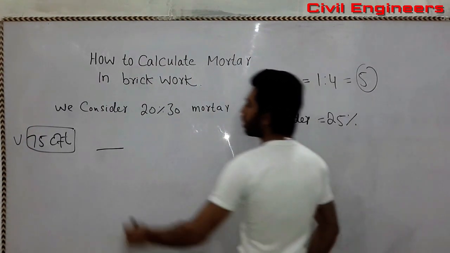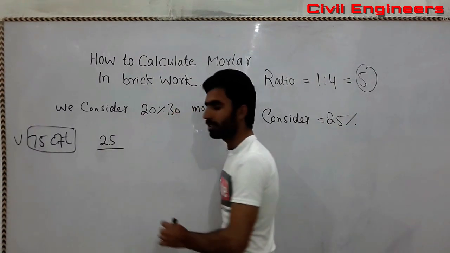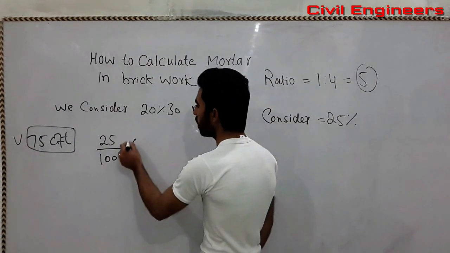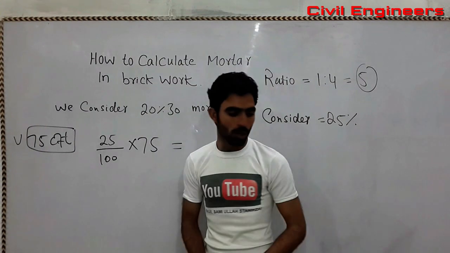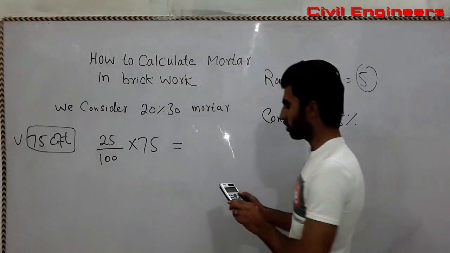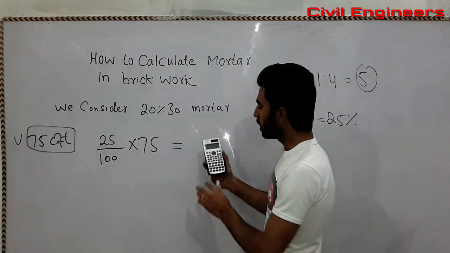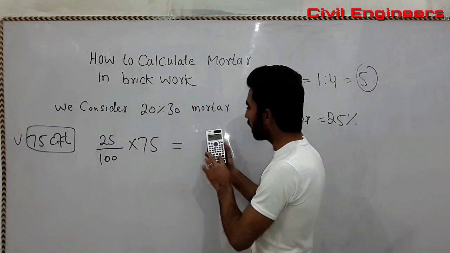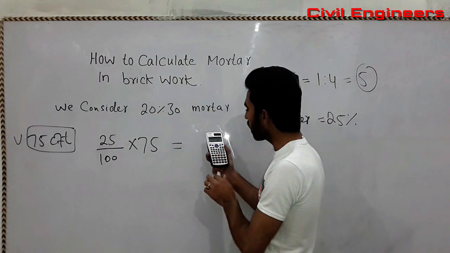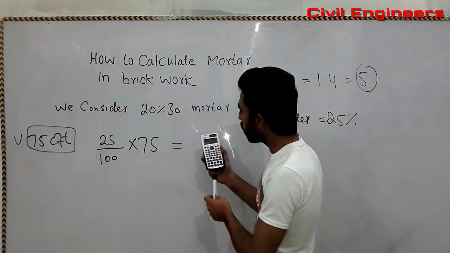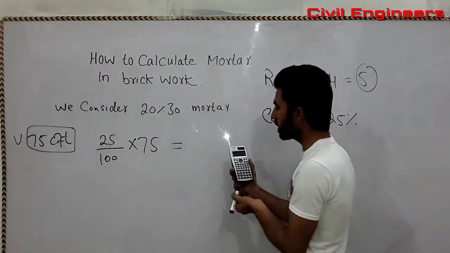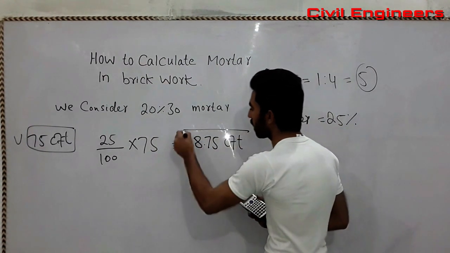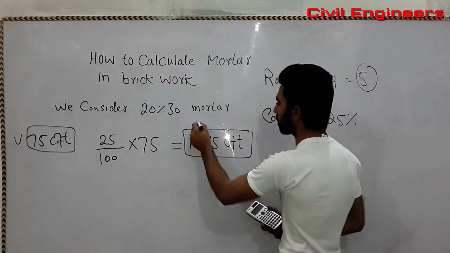25%. So 25 cubic feet is used in 100 cubic feet. So this is percentage. So in 75 cubic feet, how much mortar is required? Look at here. 25 divided by 100 is equal to 0.25, multiply 75. It will give you 18.75. So 18.75 cubic feet of mortar is required.